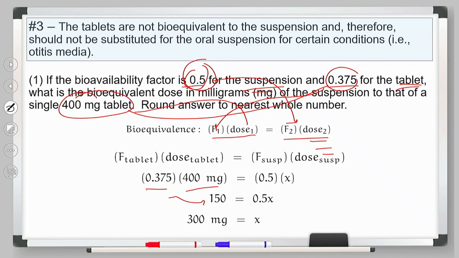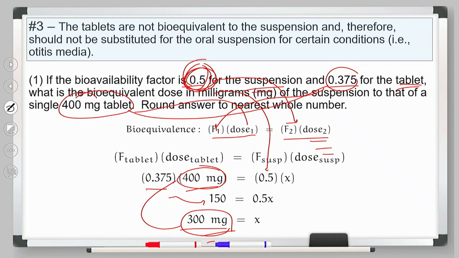We're going to set that equal to the bioavailability factor of the suspension times X, because I want to know what dose of the suspension will equal what I get from my tablet. So 150 milligrams is equal to 0.5X. 150 divided by 0.5 is 300. Is the dose from the suspension higher or lower than the dose for the tablet? Lower. Why can it have a lower dose and yet still produce the same amount in the blood? Because it has a higher bioavailability factor. More of the drug gets in from the liquid than from the tablet, so you don't need as much of the dose from the liquid to equal what you get from the tablet.